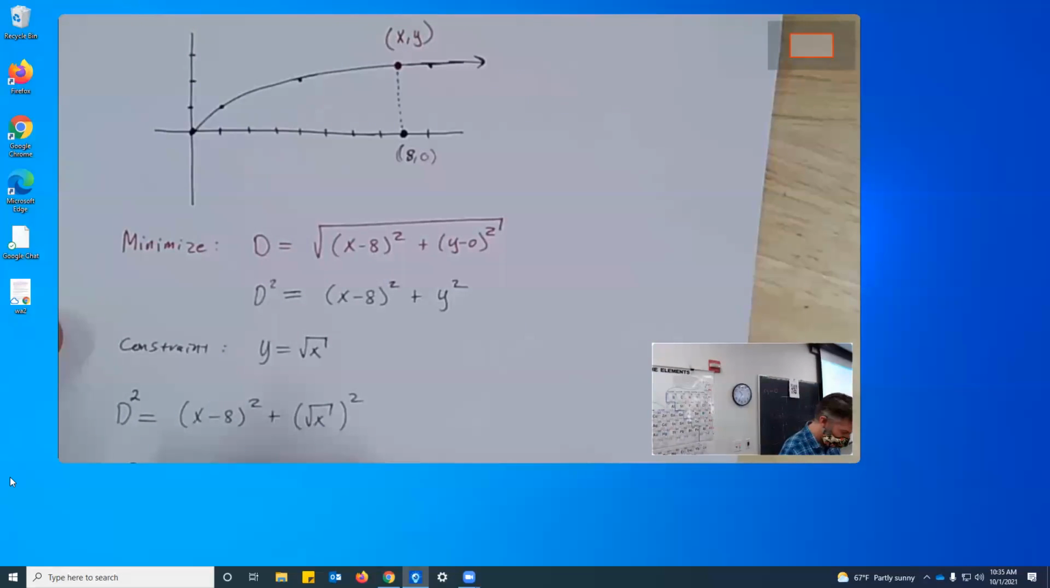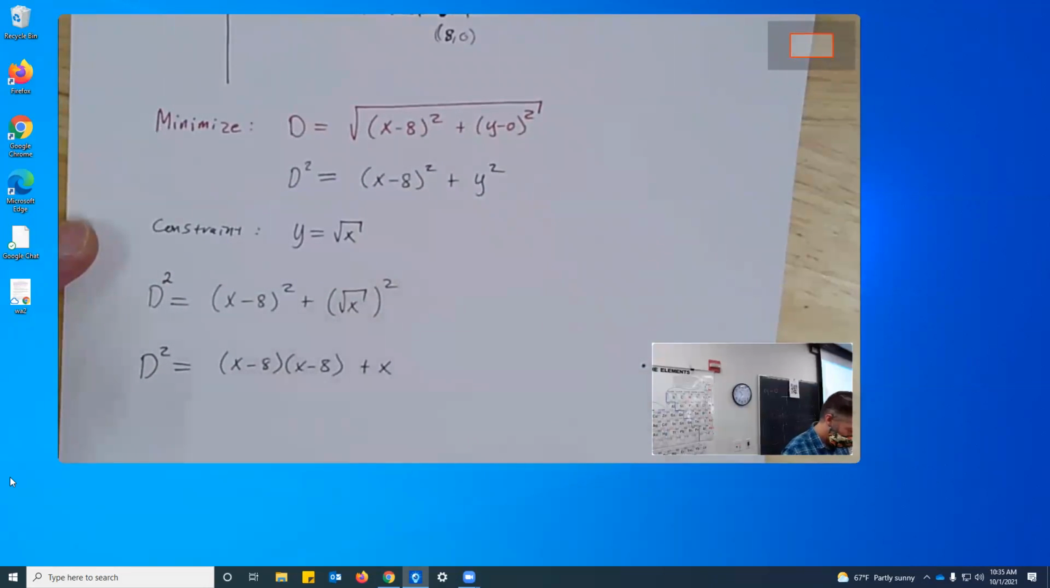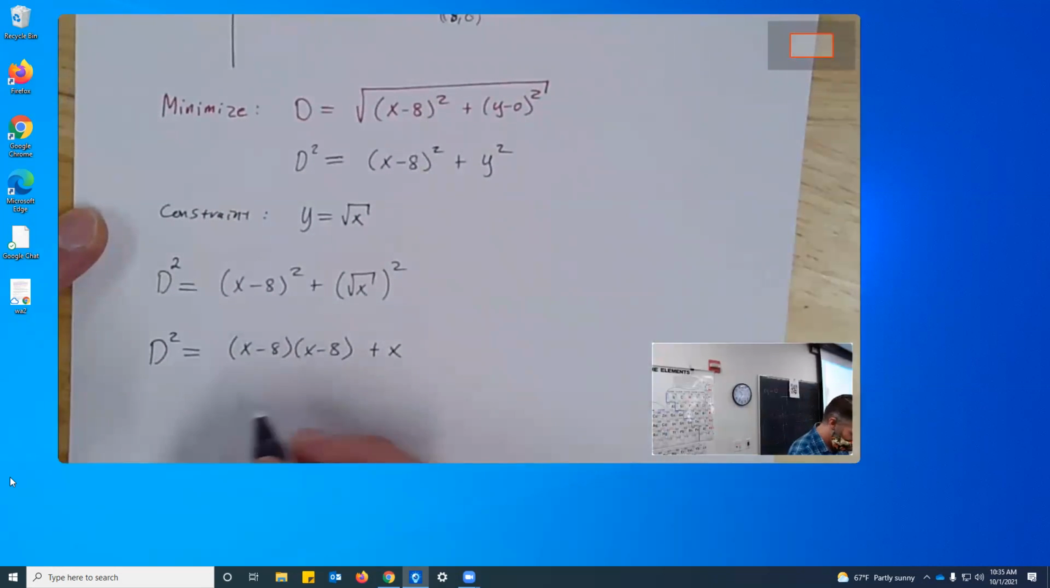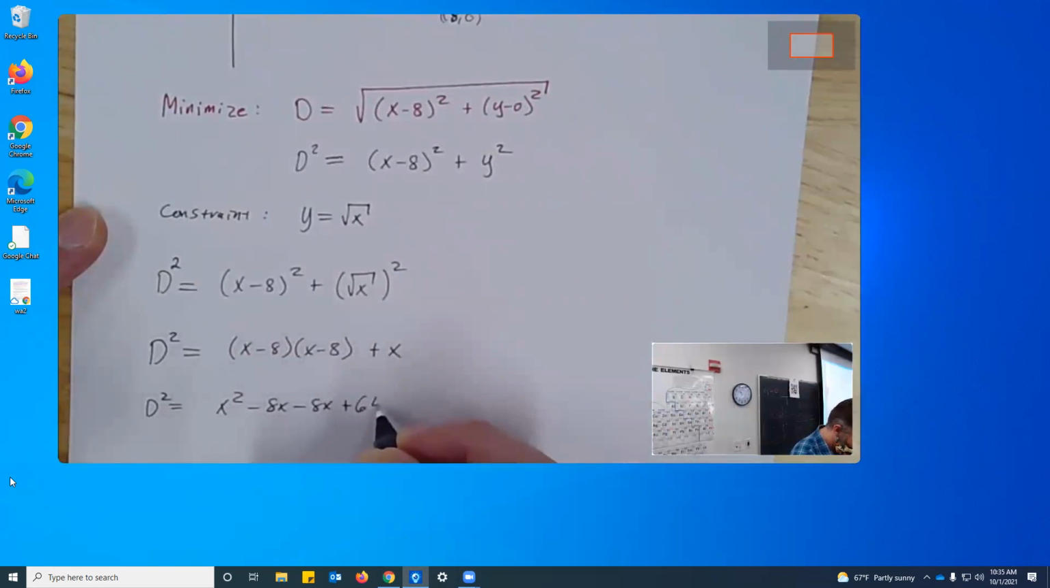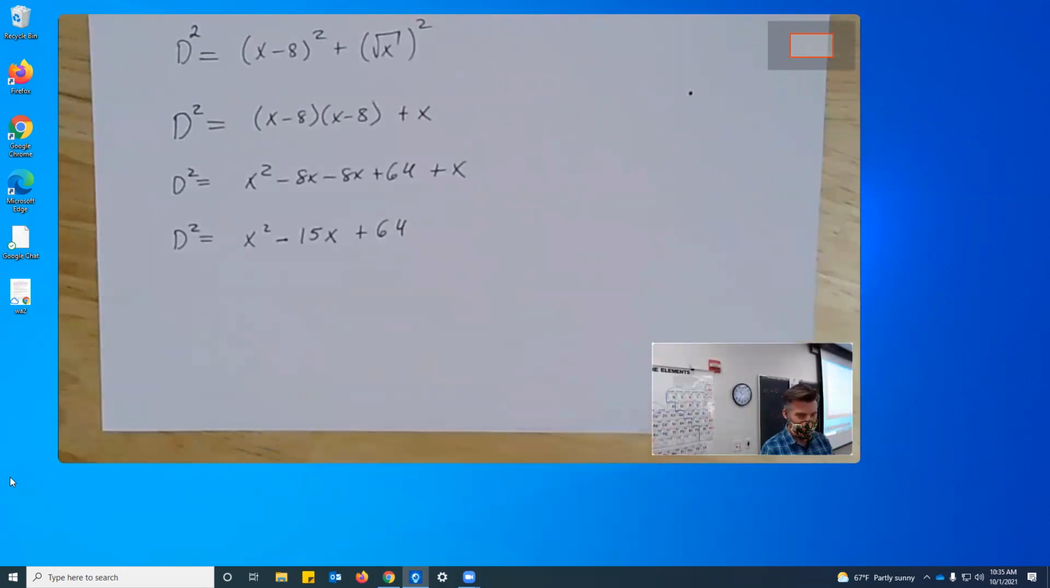x minus 8 quantity squared is x minus 8 times x minus 8, plus x. And then foiling this out, we get x squared minus 8x minus 8x plus 64 plus x. And then simplifying, x squared minus 16x plus x, which is minus 15x, plus 64. Yep, sorry, the price of being zoomed in.